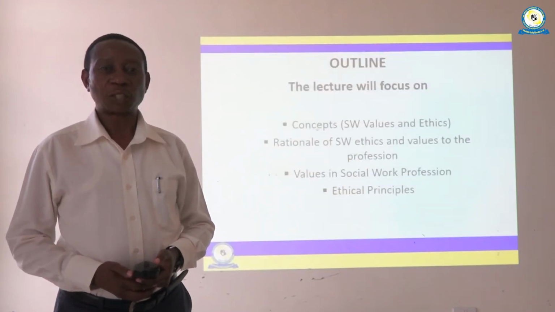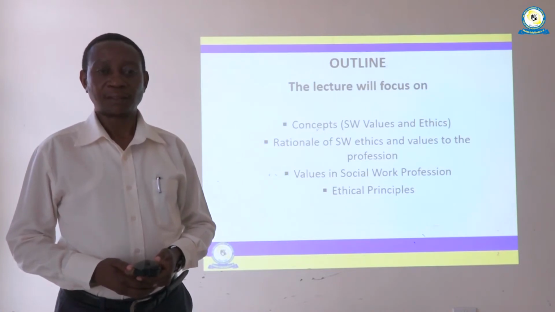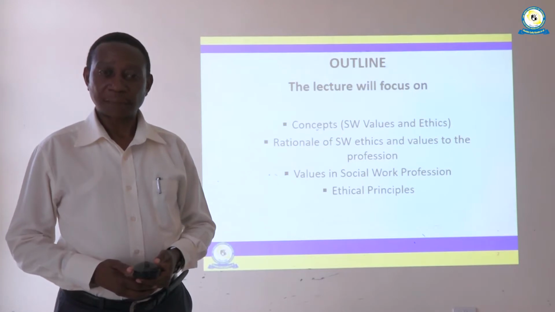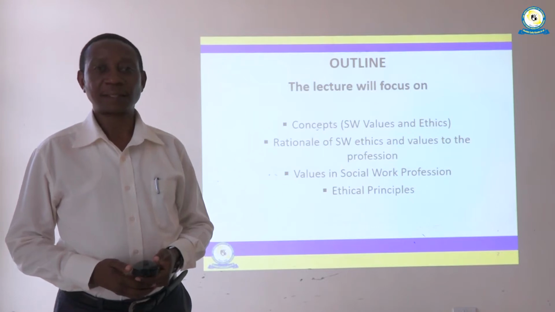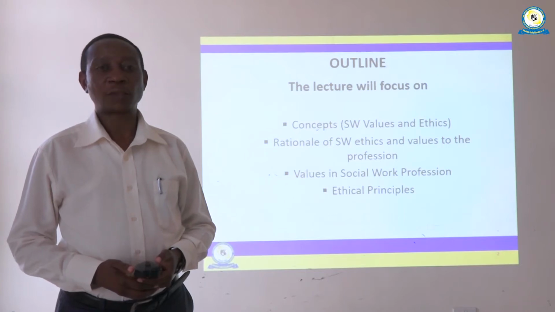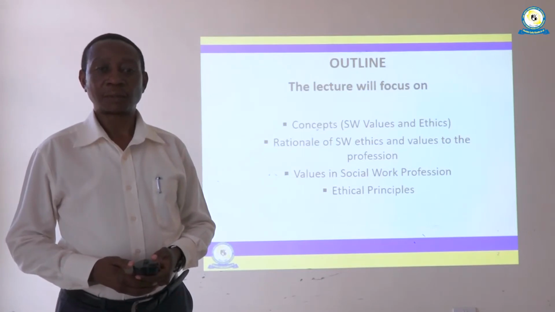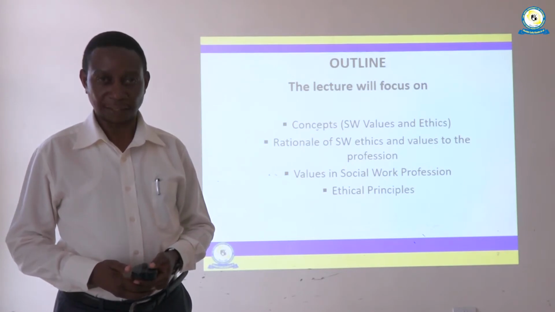Specifically today, we look into four issues. The first one will be the concepts, which are values and ethics. And secondly, we look into the rationale of social ethics and values in the profession. And thirdly, we look into the values of the social profession with some details. And lastly, we look into the ethical principles that are crucial in the social work profession.